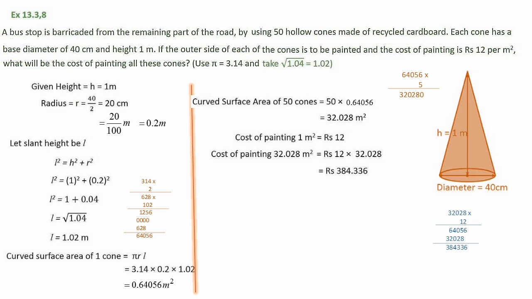So 384.336 is the answer. Here since it is cost, 2 digits after the decimal is enough. So you have to round off. Since the third digit is 6, you can add 1 to the left. That means you will get 384.34, an approximate value. This is approximate in the sense we have rounded off. That's why it is called approximate value. So cost of painting 50 cones is rupees 384.34. This is the answer.